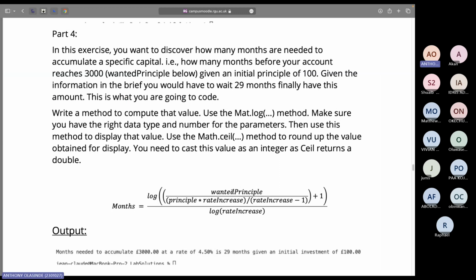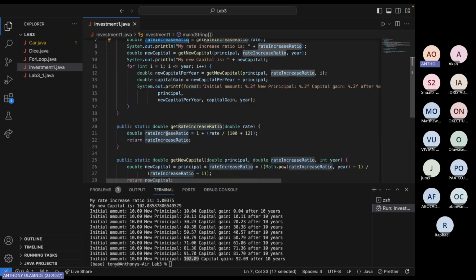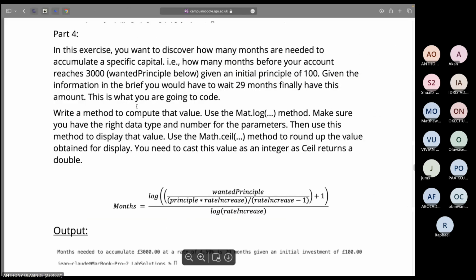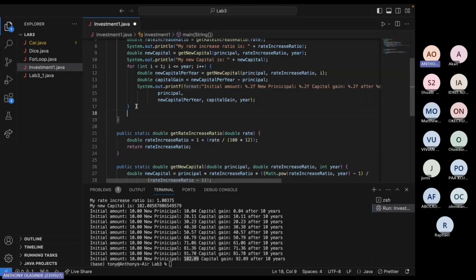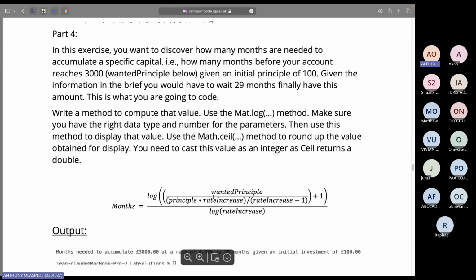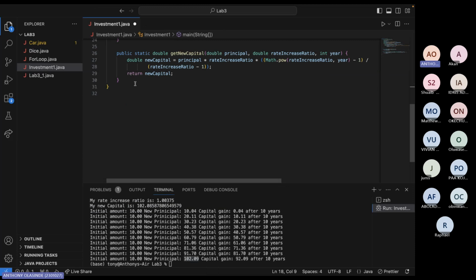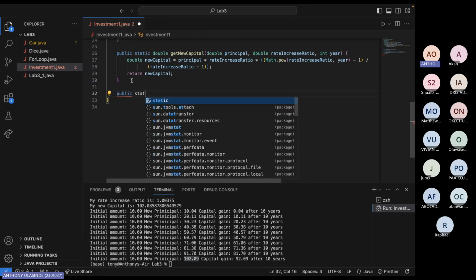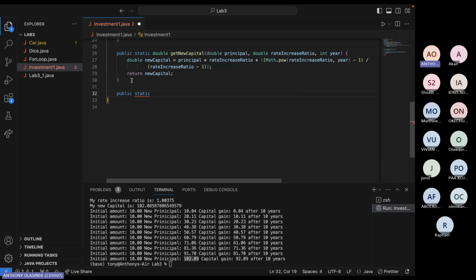So we have all that. We have principal. We have this. This is 3,000. This is 100. This is something we'll calculate. So let's do that. Right. I want to calculate the number of months. So we can just write a new method for this. So it says public static. We know we'll be expecting double. Let's just do this for now. Get months, right?